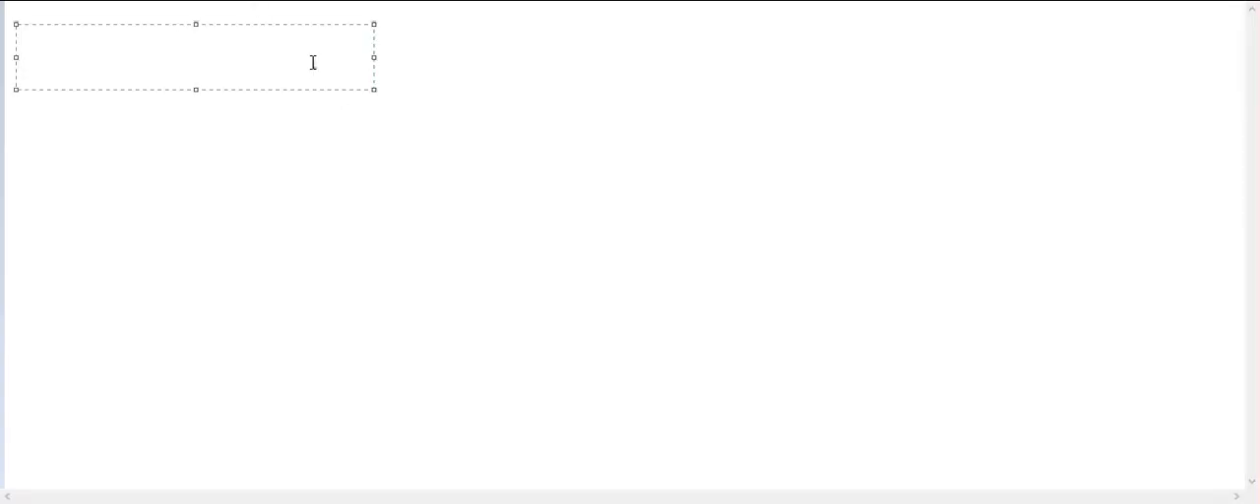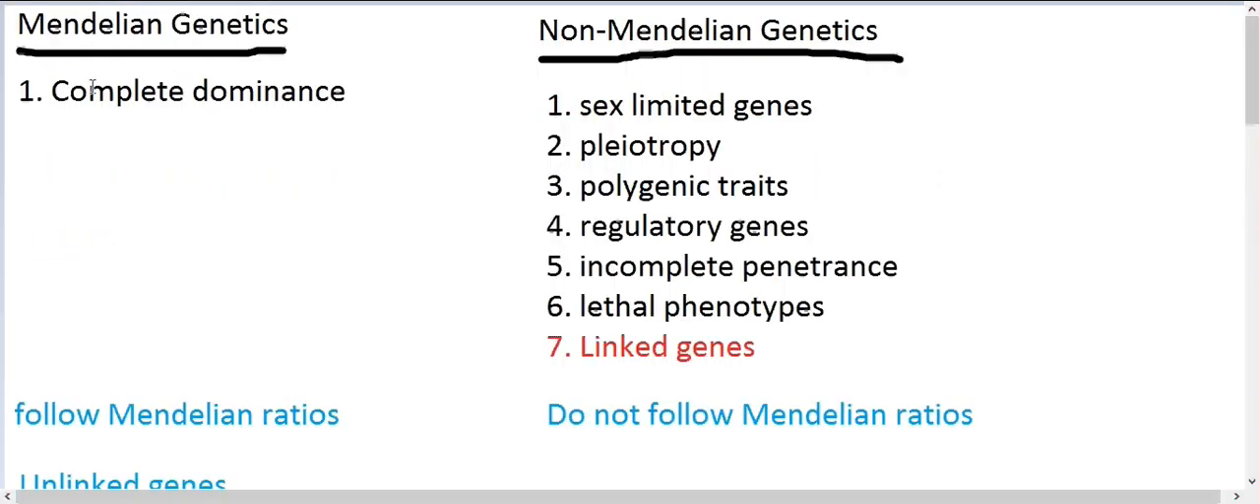So I'm just going to put here unlinked genes. What unlinked genes are is we're basically going back to complete dominance. So unlinked genes, let's just say with complete dominance here. We're just going to do a kind of test cross.